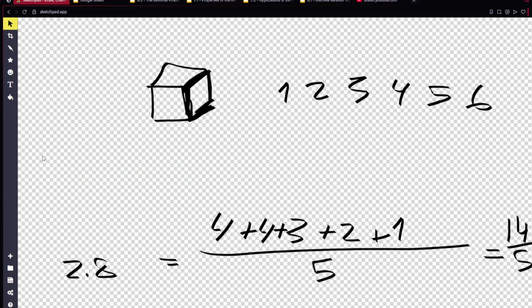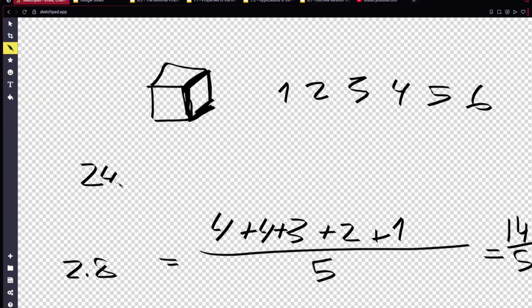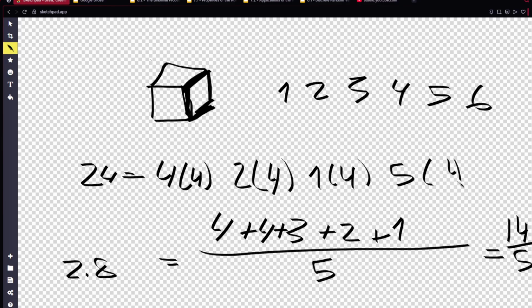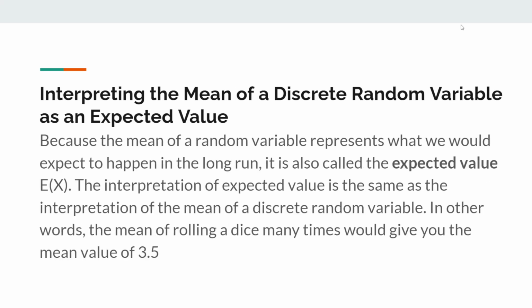So if we do 10 trials, actually let's just do like 24. We're probably going to get 4 times 2, 4 times 1, 4 times 5, 4 times 3, 4 times 4, and 4 times 6. So this is more accurate because if we take the average, we get 3.5. So simply put, as the number of trials approaches infinity, the more accurate the mean is. And we'll learn about expected values in the next one.